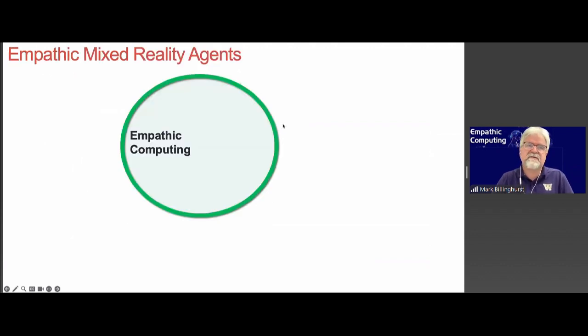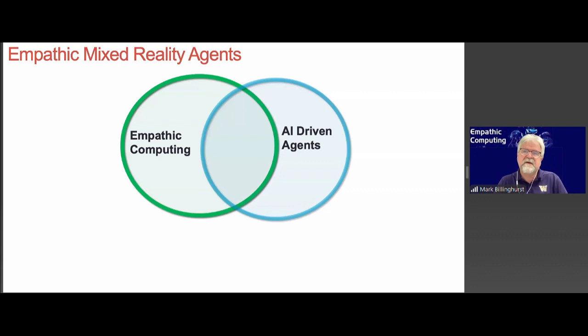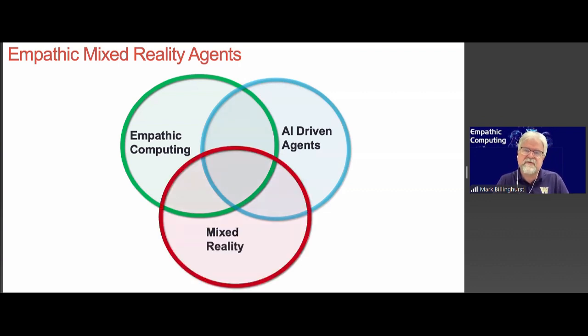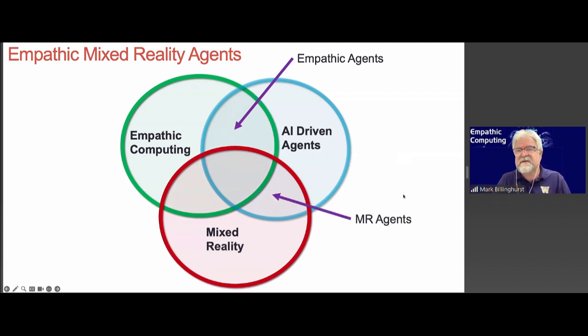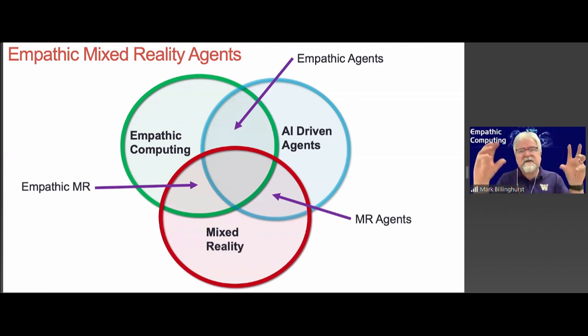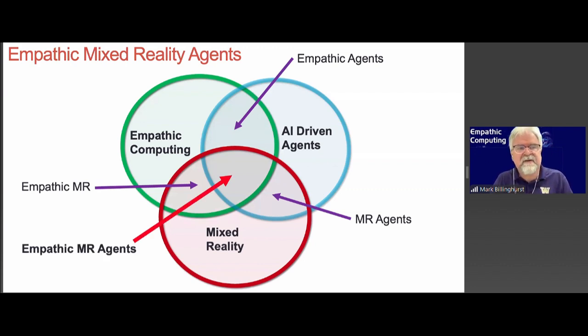In this case, you combine three things: empathic computing, AI-driven agents, and mixed reality. At the intersection of all these areas, you can see different interesting opportunities for research. We can build empathic agents, which are agents that respond to your emotional state. We can build mixed reality agents, which are agents that exist in the real world. We can also build empathic MR experiences like the one I just showed you with the Neural Drum. And at the intersection of all three is the area of empathic mixed reality agents. These are agents that exist in the real world but respond to your emotional state.